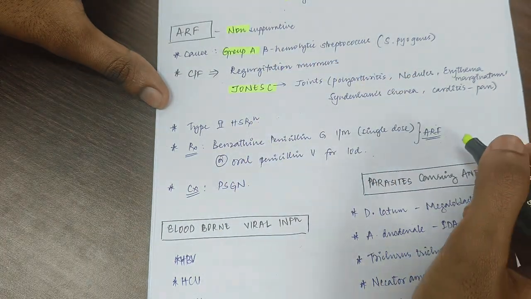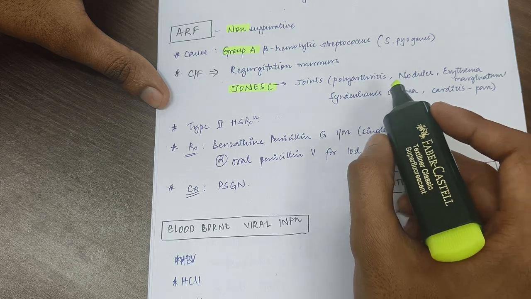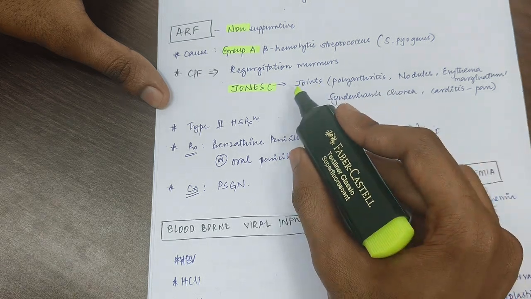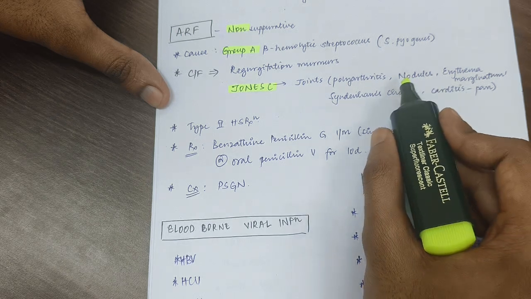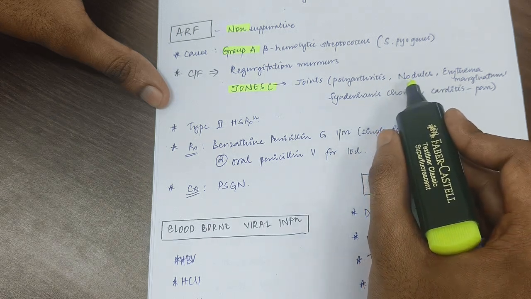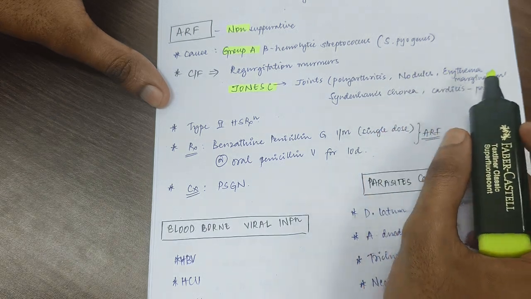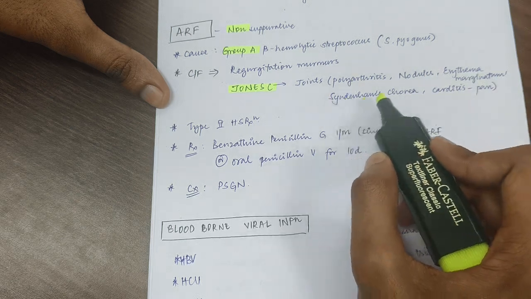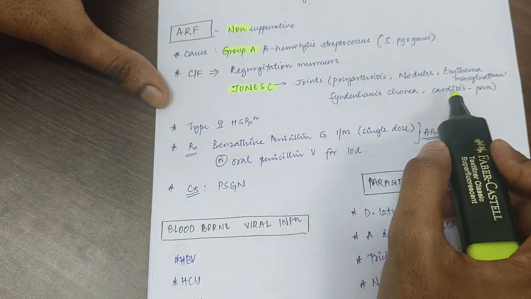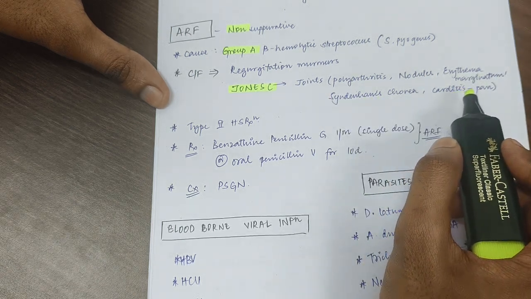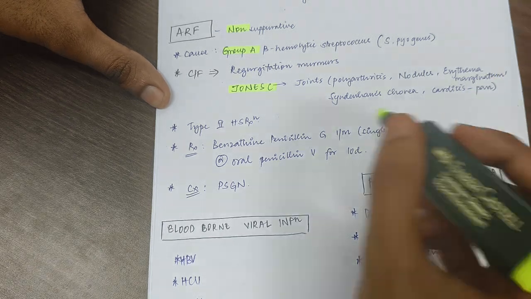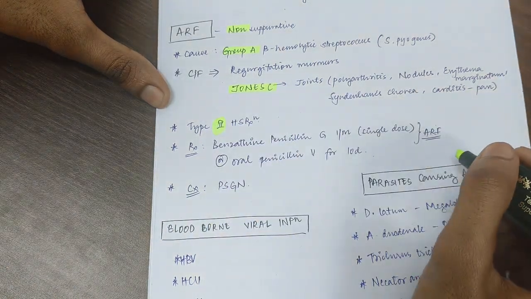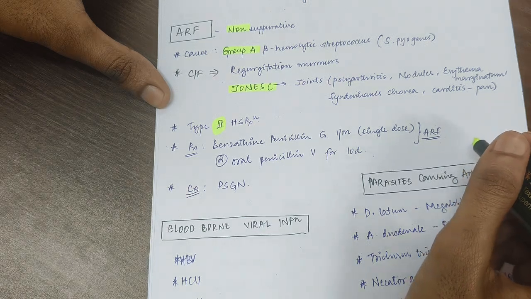The mnemonic I have told in pathology, JONES. So J is for joints, that is polyarthritis, and N is for nodules, that is subcutaneous nodules, and E is for erythema marginatum, S is for Sydenham chorea, C is for the main thing, that is carditis, which is usually a pancarditis feature. So what is the type of hypersensitivity? It is a type 2 hypersensitivity.